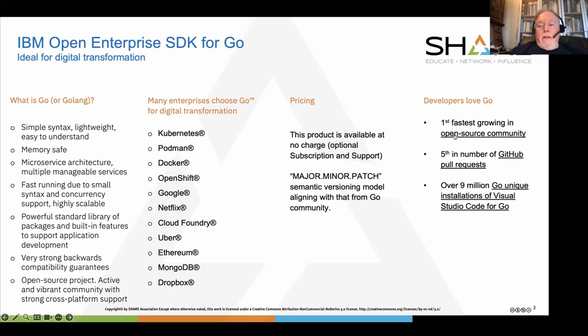It's the fastest growing in the open source community. On the GitHub pull requests, it's 5th in number in terms of languages. And there are 9 million unique installations of Visual Studio Code for Go.